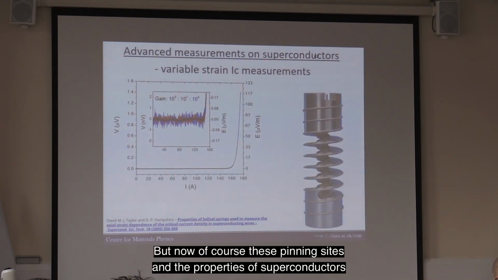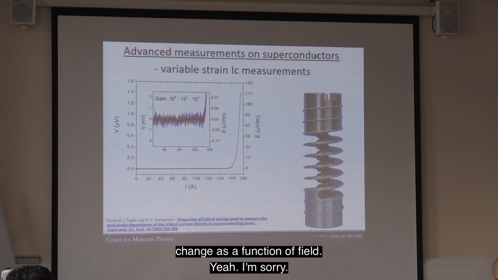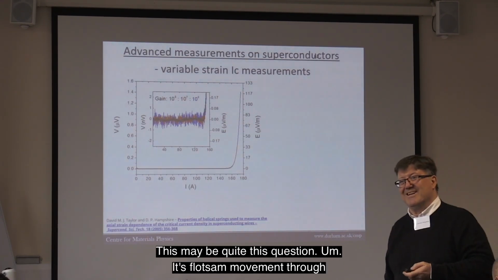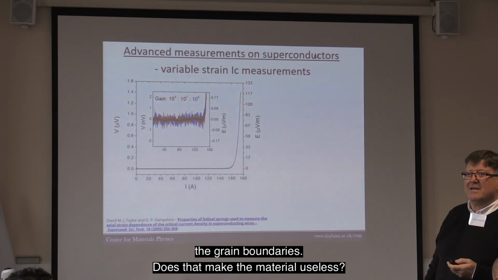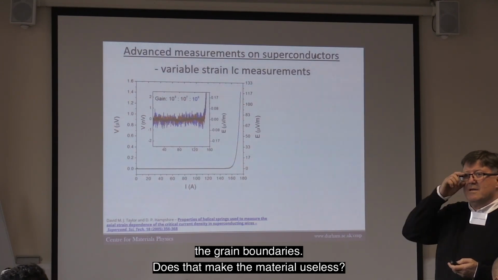But now, of course, these pinning sites and the properties of superconductors change as a function of field. Yeah. I'm sorry, this may be quite an obvious question. No. Is fluxon movement through the grain boundaries, does that make the material useless?